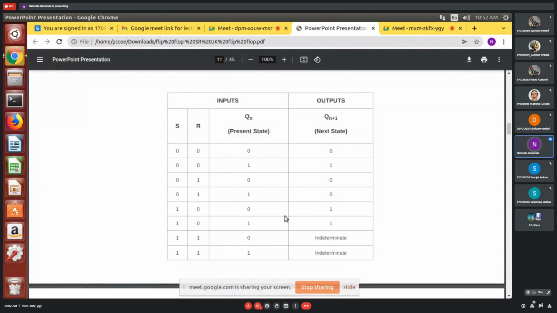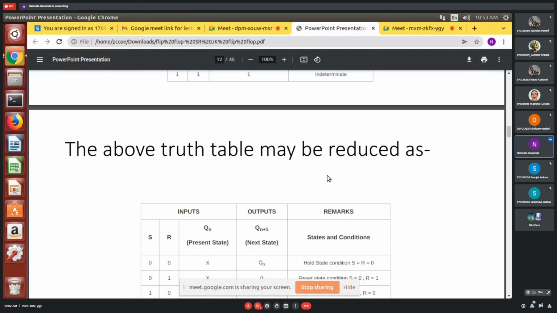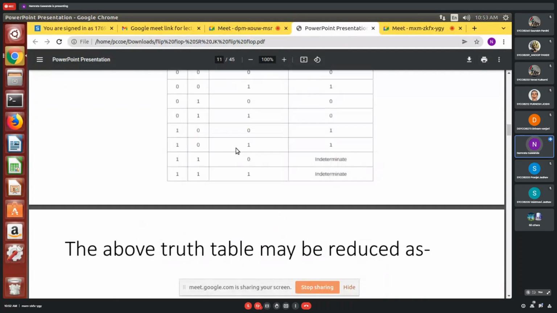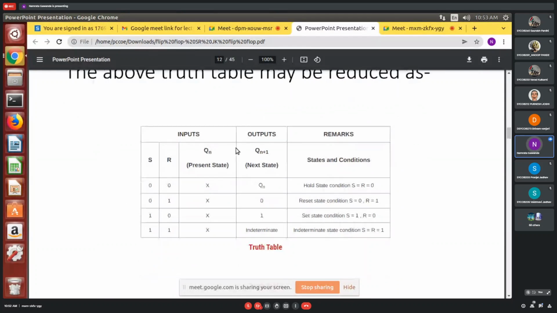So this is the same truth table. Here you can see these inputs are provided, present state and next state, and this particular truth table is written in the reduced form. So here you can see S, R, Qn, whatever the Qn is, it can be either 0 or 1, so that's what this don't care mark indicates. And Qn plus 1 here is always Qn. Why Qn? Because this is a memory.